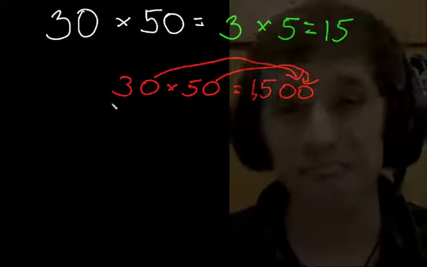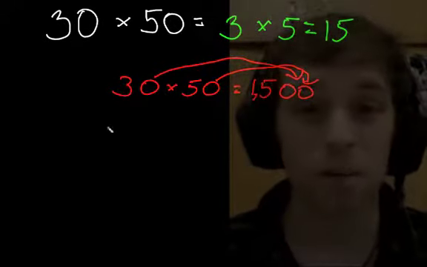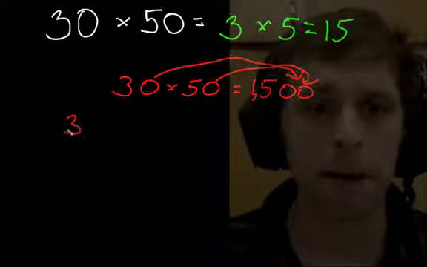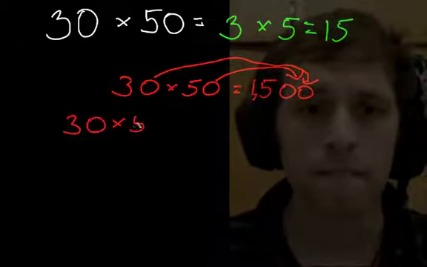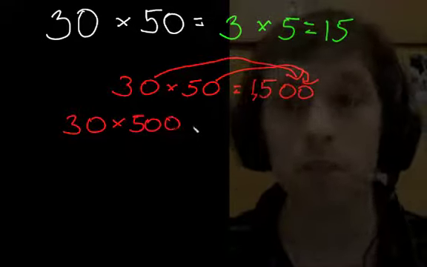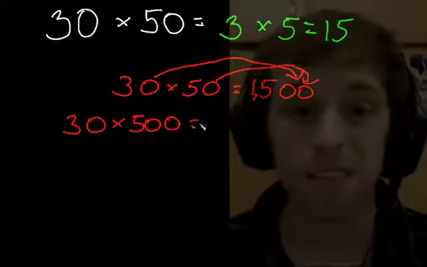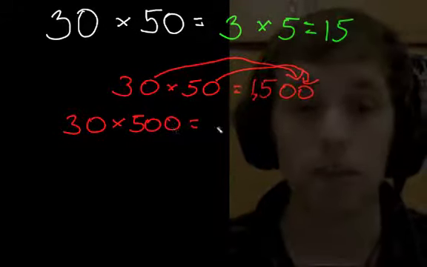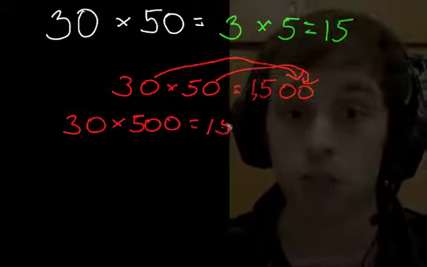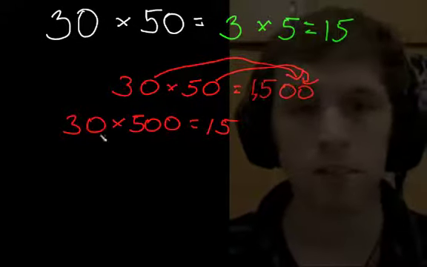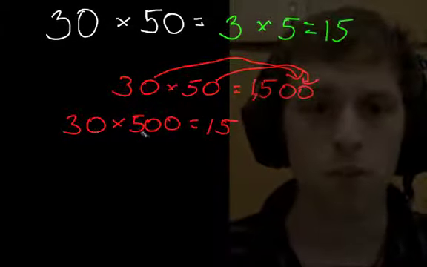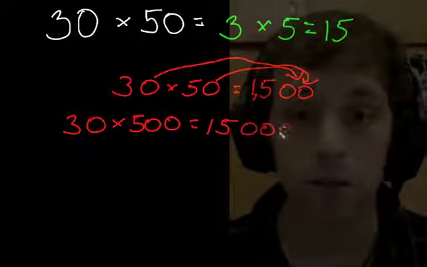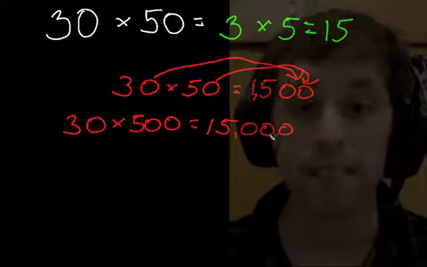So we can even change this into a number in the hundreds. Let's pretend that we're multiplying 30 times 500. Now this might seem a little bit more difficult, but it's not really if you just follow the pattern. Let's do the basic fact first. 3 times 5 is still 15, and then we just add in the zeros. Let's count the zeros this time. 1, 2, 3. So we have to add in 3 zeros. And now we have 15,000.